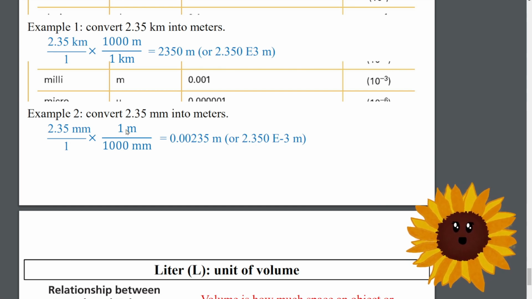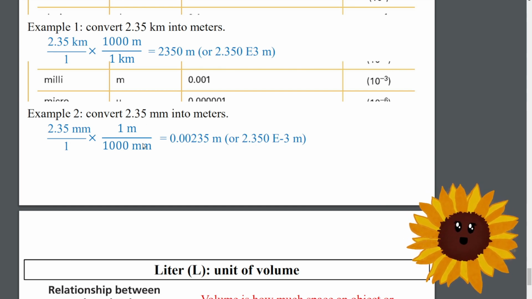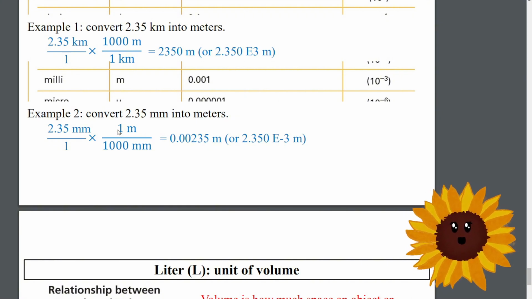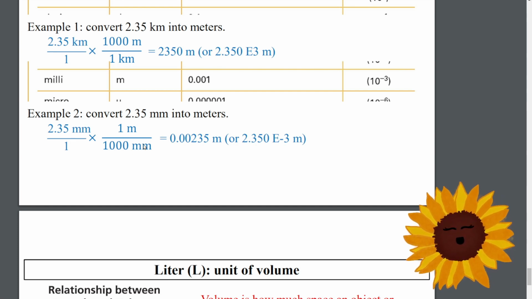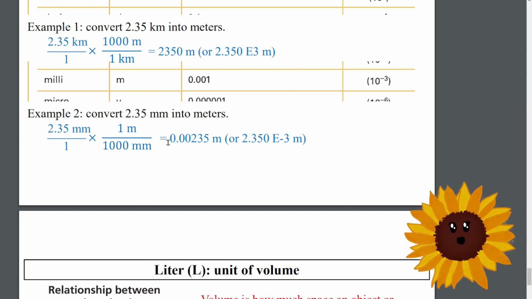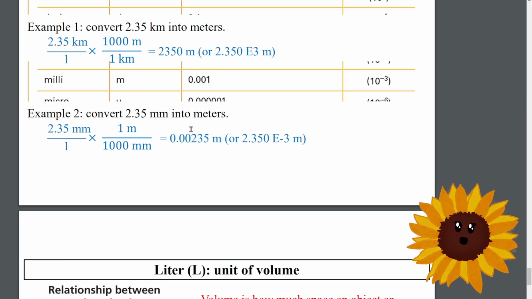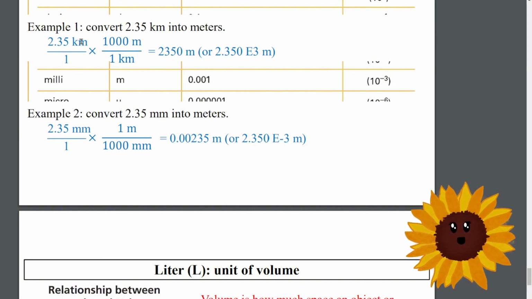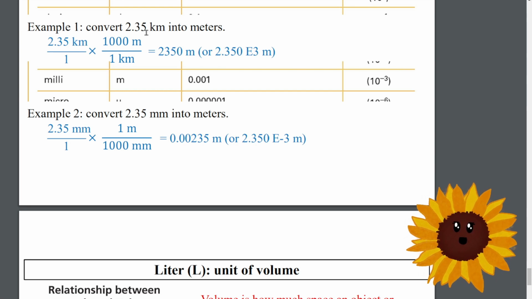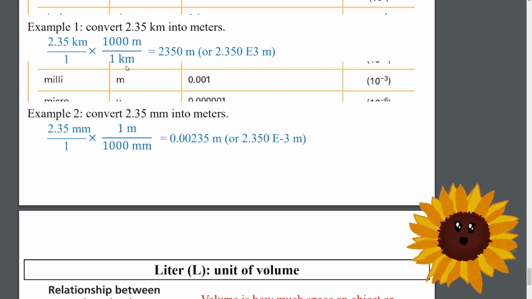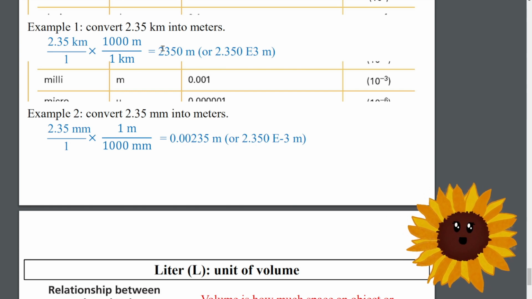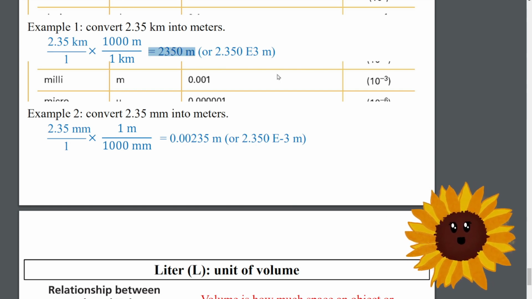And what are you trying to get? You're trying to get meters. Well, we know that there are 1,000 millimeters in 1 meter, so we can write 1 meter on the top. Our millimeters cancel out because they're across from each other, and we multiply everything on the top, multiply everything on the bottom, and divide, and we get this answer. We move the decimal over to the right, and we have E negative 3. Up here, remember, with kilometers we needed meters, 1,000 meters in 1 kilometer, we knew that, and we multiplied everything on top and bottom, and we got this.